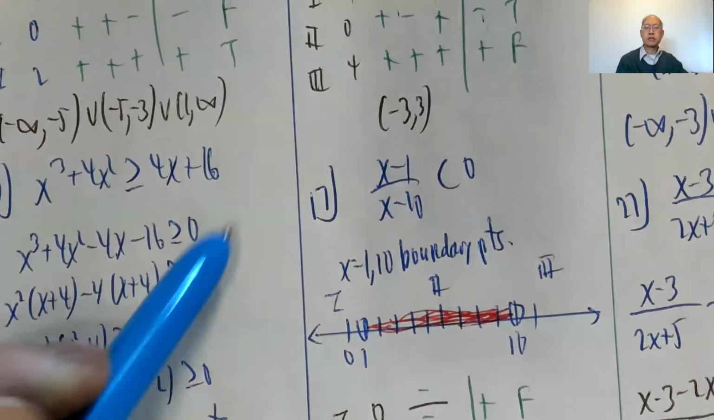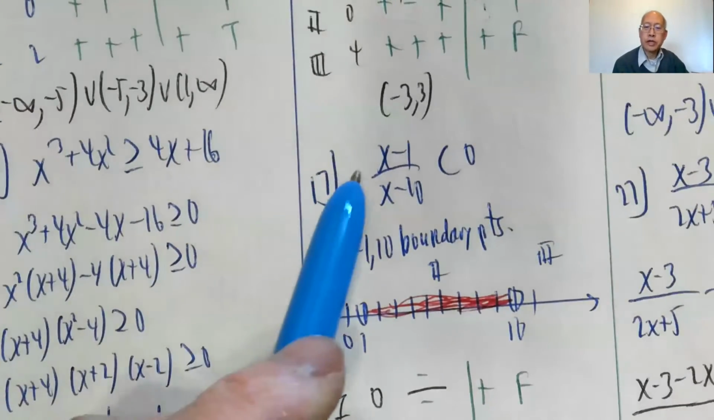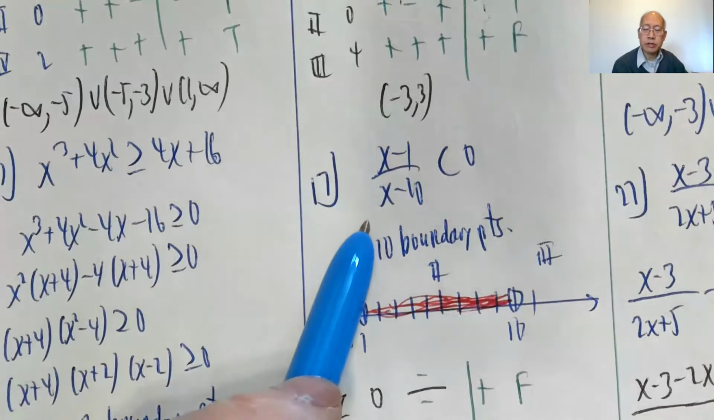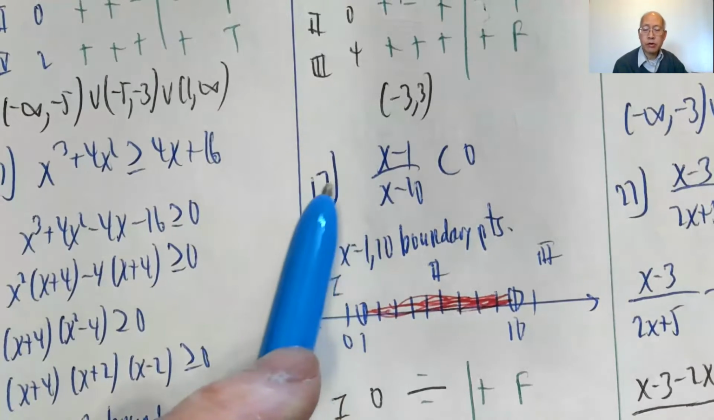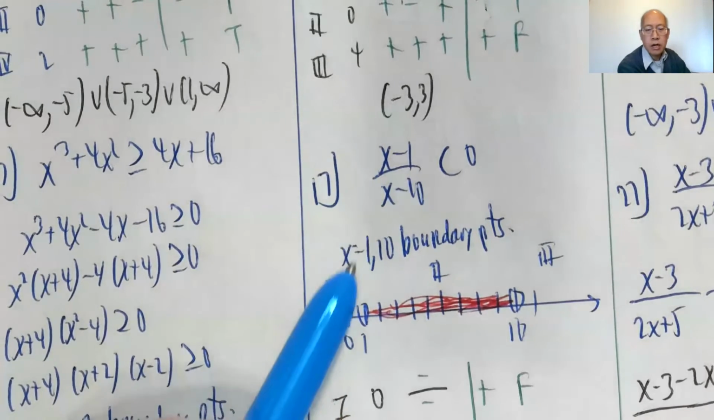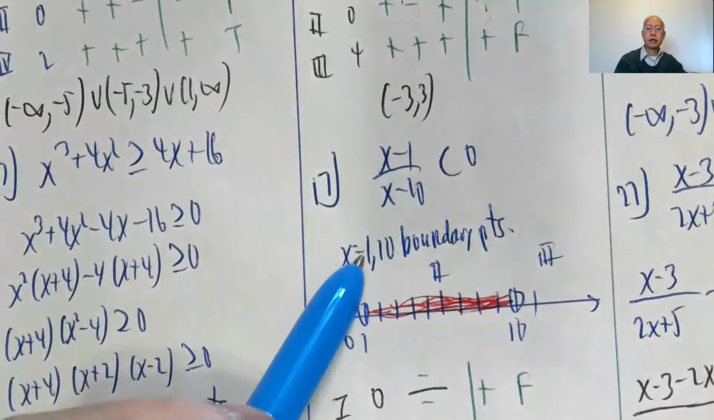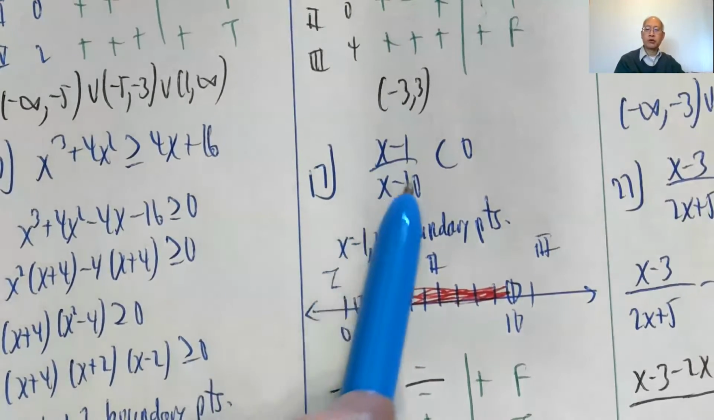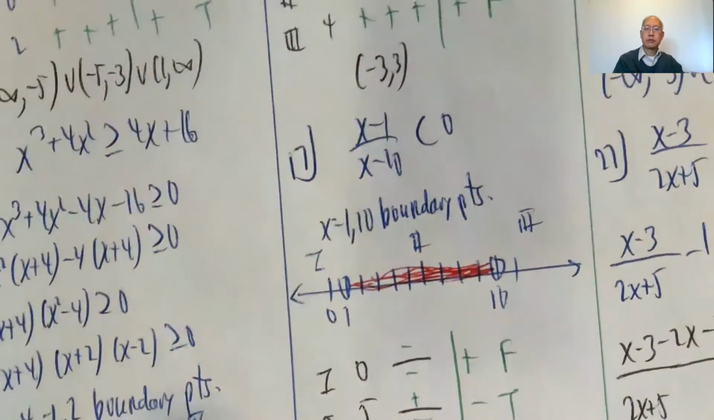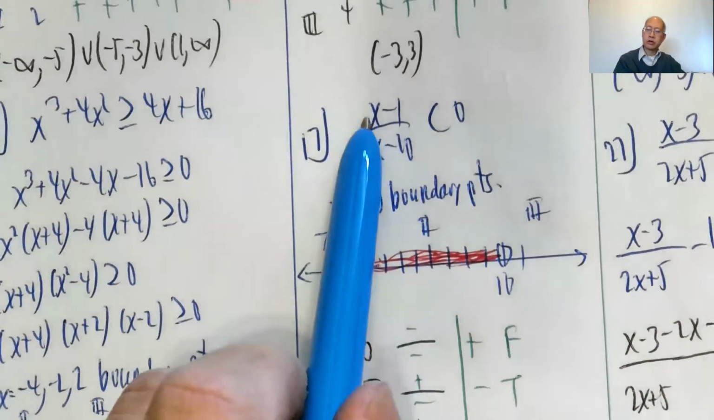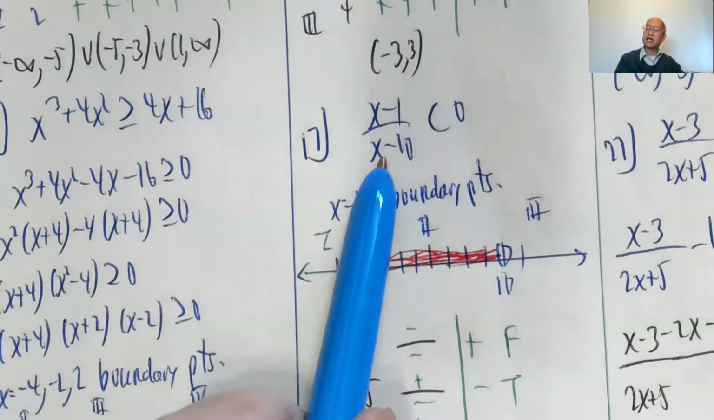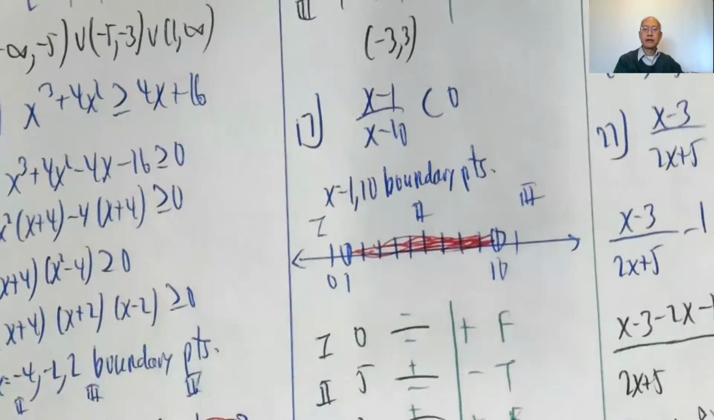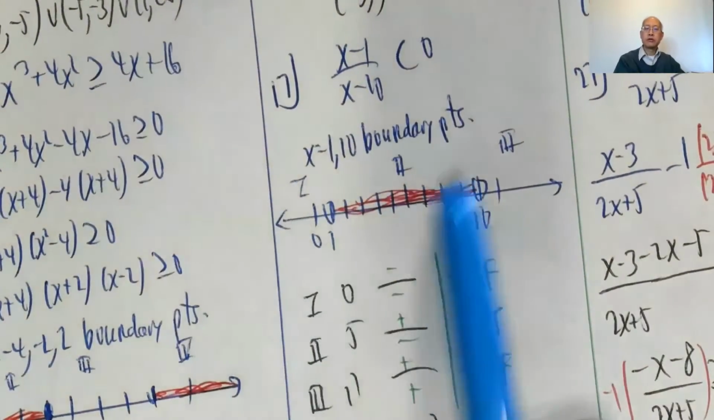All right, for quotients, something divided by something, you set the numerator and the denominator equal to 0 as my boundary points. So what makes the numerator 0? 1. What makes the denominator 0? 10. So 1 and 10. Plugging in 1 and 10 will give me a false statement. So plug a 1 here, 0 less than 0, false. Well, you're not even allowed to plug in 10, right? 10 minus 10, you're dividing by 0. That's a no-no.